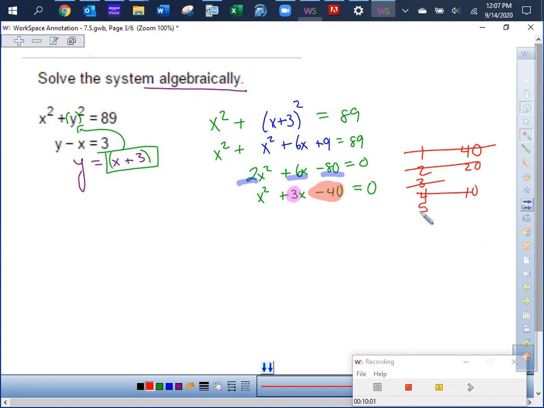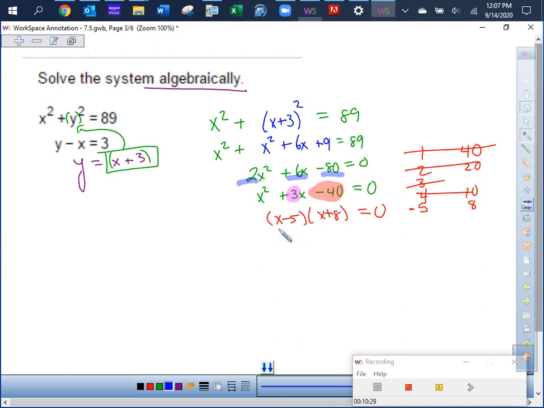But how about 5? 5 goes into 40 how many times? 8 times. Would you believe that those numbers are 3 apart? So that means you've got to go messing with their signs now to get them to multiply together to be negative 40, but still add together to be 3. So shouldn't the 5 be negative and the 8 be positive? So that's x minus 5 times x plus 8 equals 0.